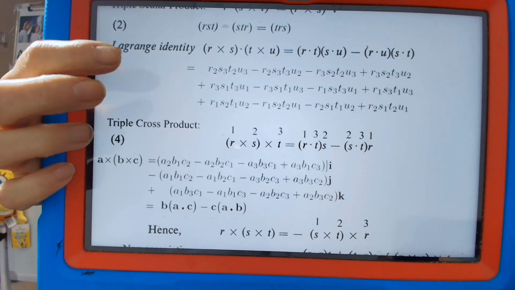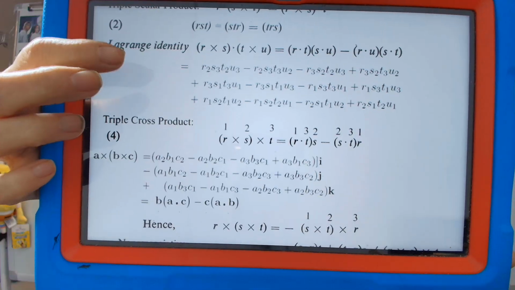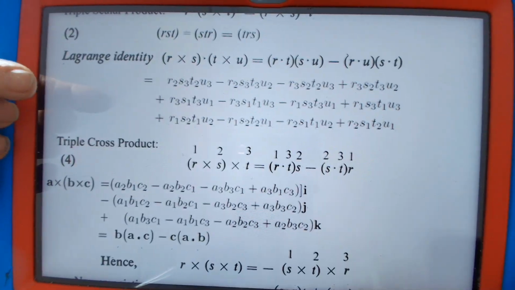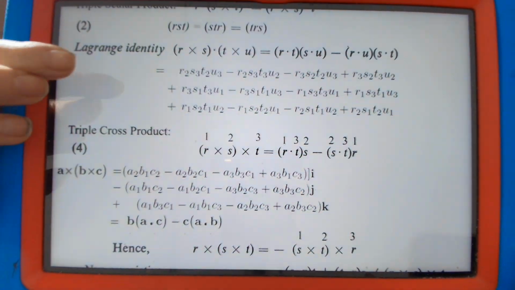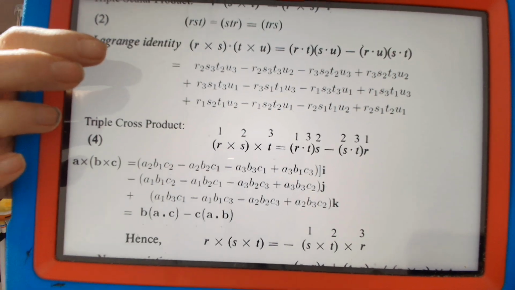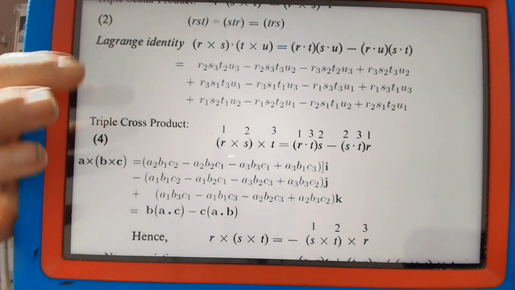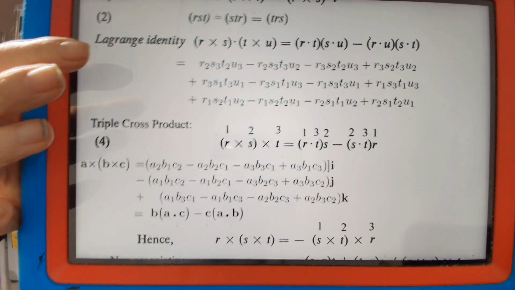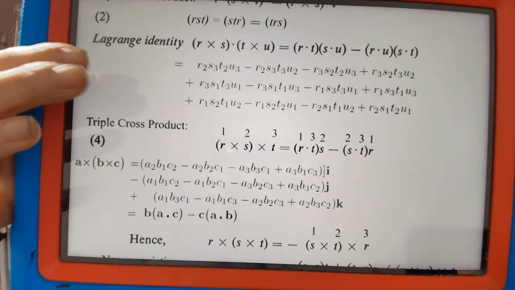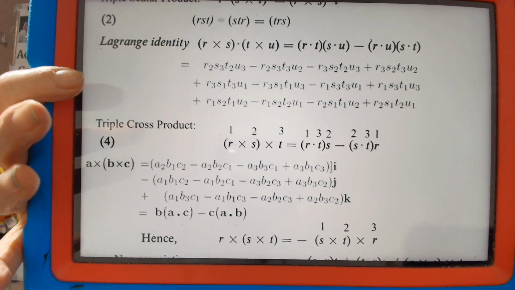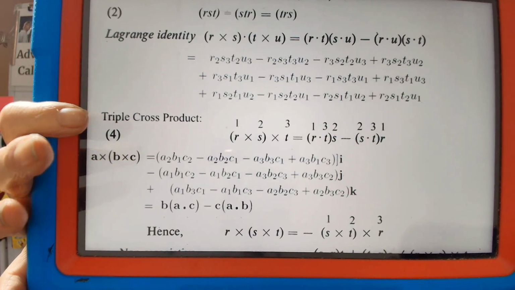And we're going to end up with a whole pile of stuff, which is right here. And I copy and pasted this from the internet. If you're interested, you can go ahead and multiply that stuff out yourself to convince yourself. But there is no trick to this. To prove the Lagrange identity, you've got to work out both sides and then see that they're the same. That's about all there is to do.